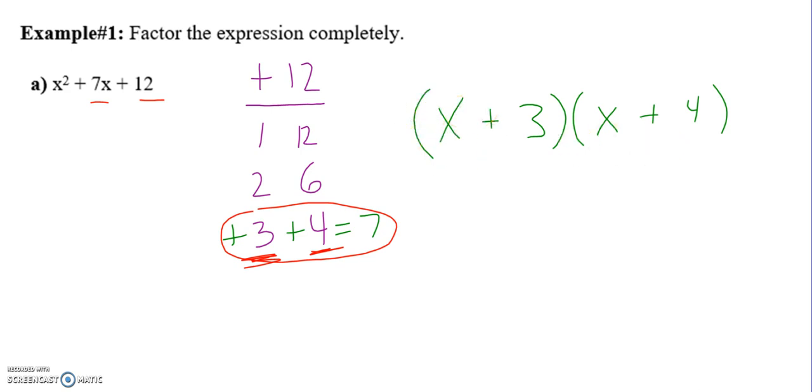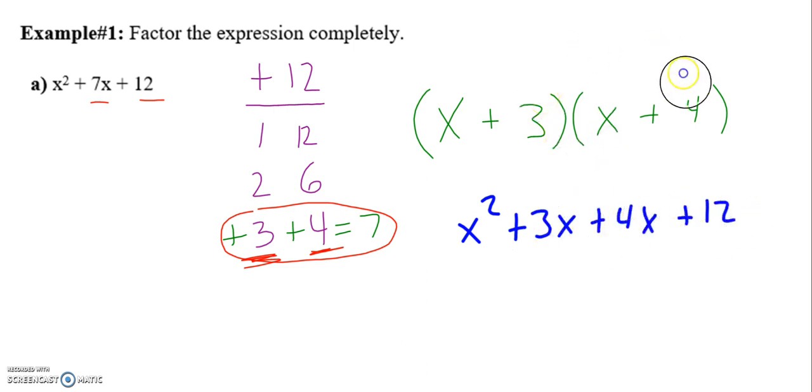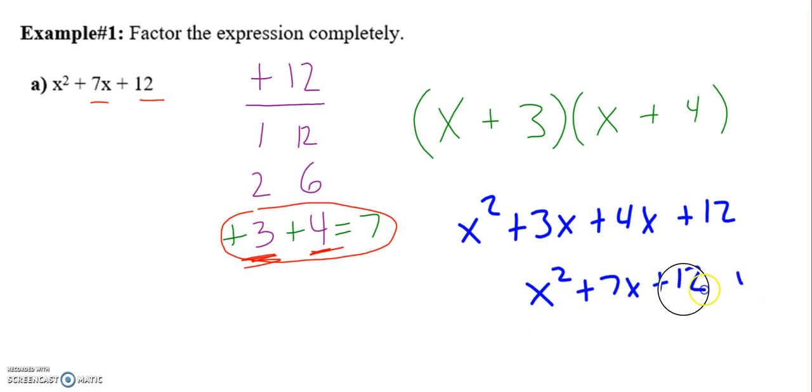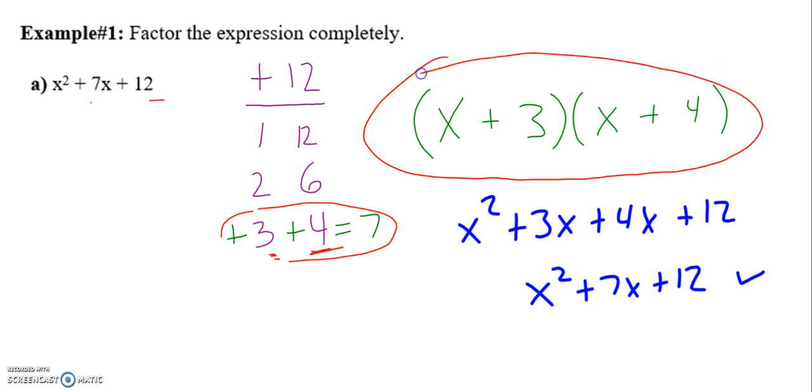And you won't have to do this every time, but you could check it by just doing your distributing. So I do x times x, gets x squared. X times 4, x times 3. And then multiply, and then you can see I can combine the middle. So when I re-multiply this, I come back with the original polynomial. So these are the answers. Those are the factors of our polynomial right there.